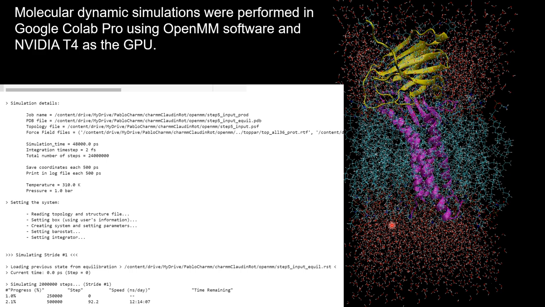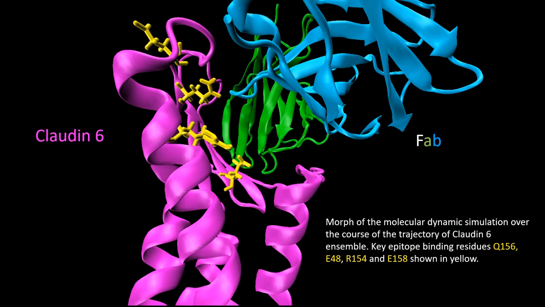Using this 50,000 atomic ensemble, molecular dynamic simulations were performed in Google Colab Pro using OpenMM software, an NVIDIA T4 GPU, to perform the calculations throughout the trajectory of the simulation. For clarity, here is a morph of the trajectory.